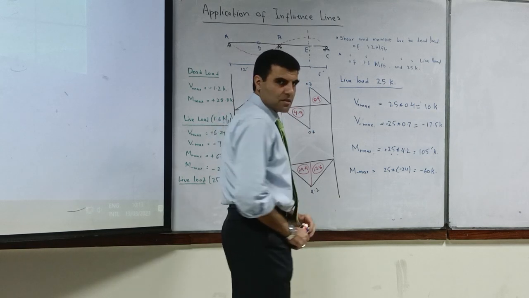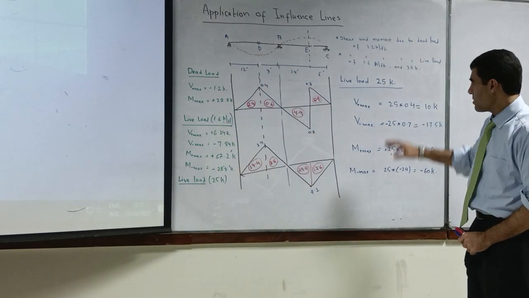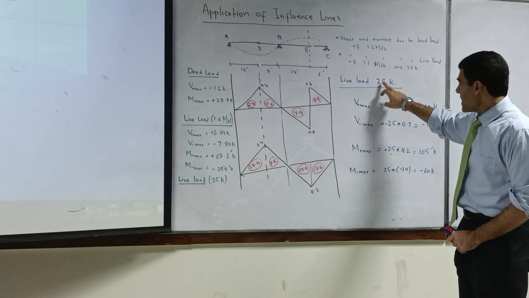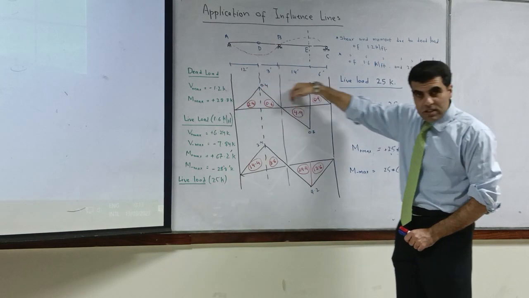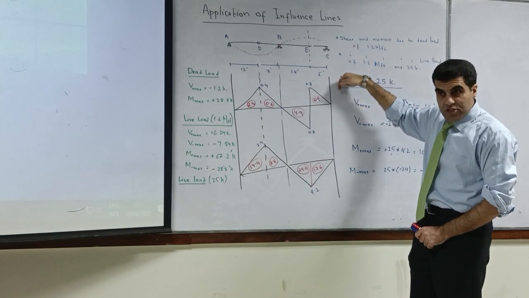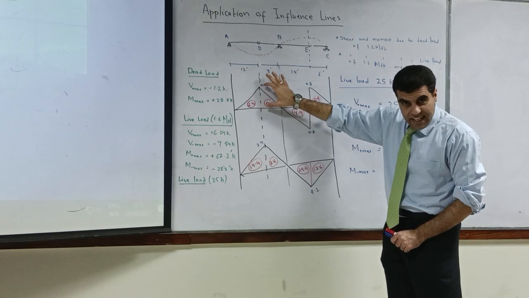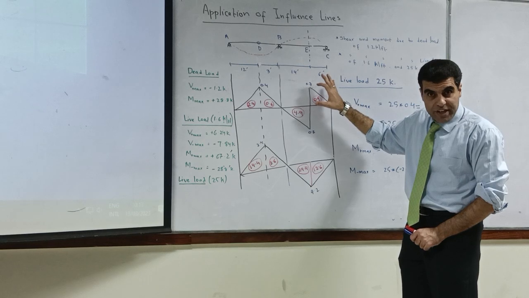Sir, why that point is 0.4 and not 0.3? Sorry? No, because I am saying that 25 kip is running along this. Okay? So you apply it. So it is going to be either at 0.4 or either at 0.3. It can't be at both the location at the same time.